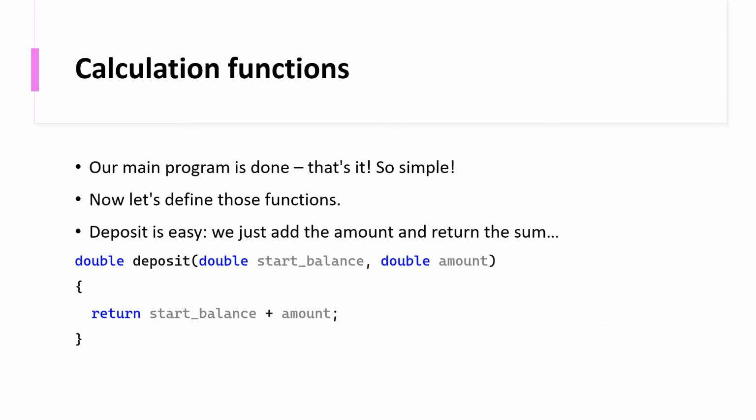Okay, our main program is done. See how simple that is? Now we get to go define those functions. Deposit is really easy. There's no special cases. We just add the amount and return the sum. So the one line of code in the deposit function is return startBalance plus amount.